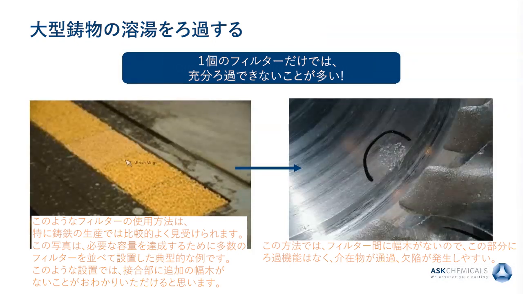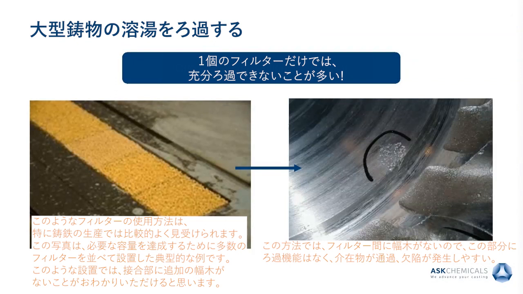And no support in the filter bank means that there's no support on these places between the filters, where they are joined together. There is also a risk of filter breakage. And also the distribution of the metal on a filter bank is very inconsistent. We have seen that only a few filters have to filter the complete amount of liquid metal, with the rest of the filters in the row only contributing a small amount of filtration. So that means some filters are overloaded.